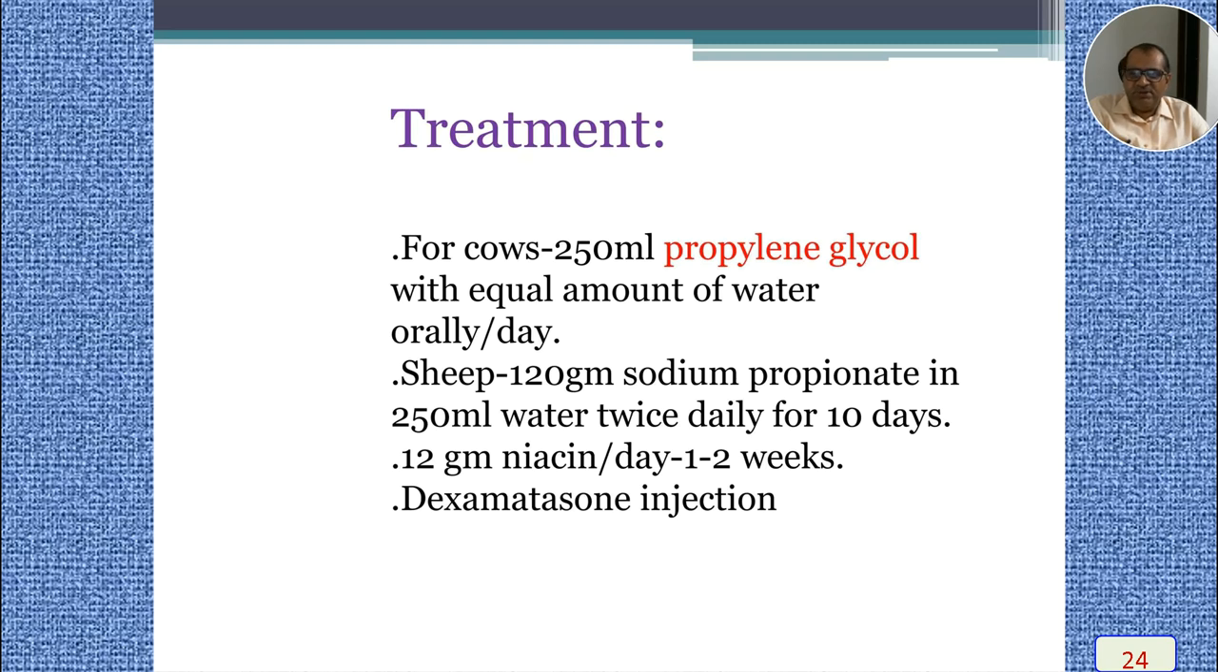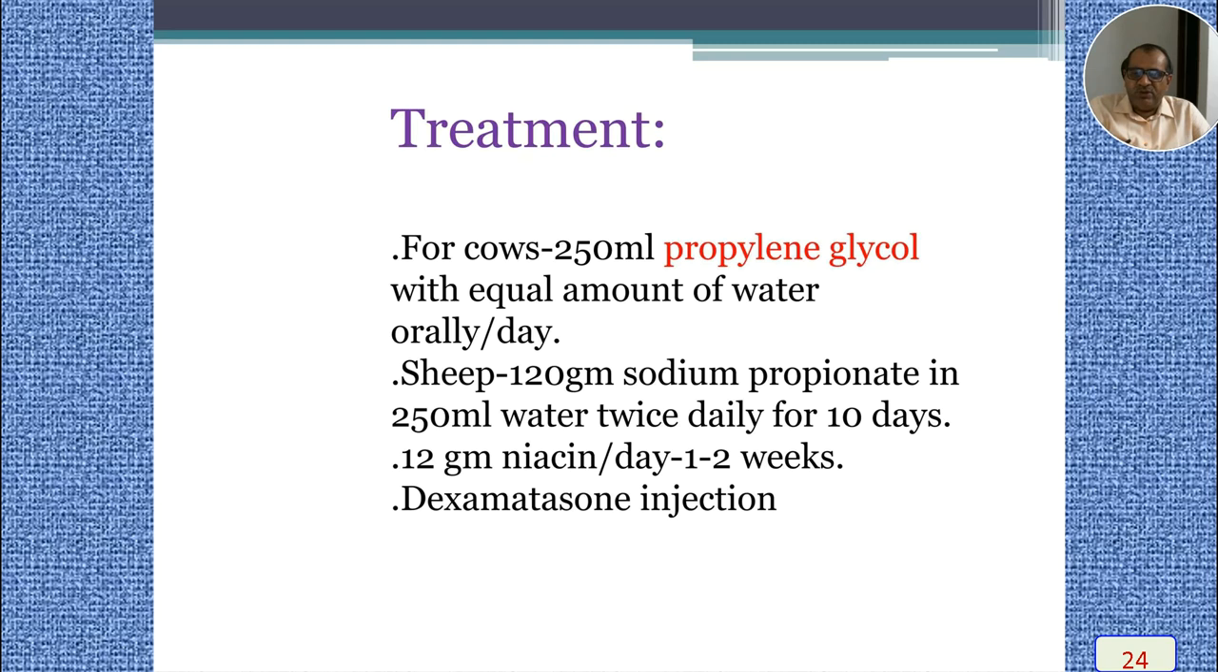Then the line of treatment: there are many lines of treatment, and a single line of treatment will not make the cow come out of the ketosis. So usually the first line of treatment for all the cows which are suffering from acute ketosis is 250 ml of propylene glycol, which can be administered with an amount of water orally per day. A quarter liter of the propylene glycol can be added.